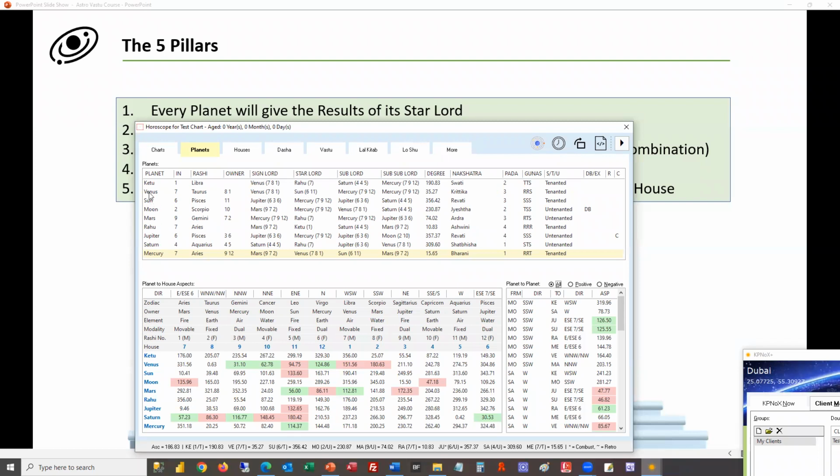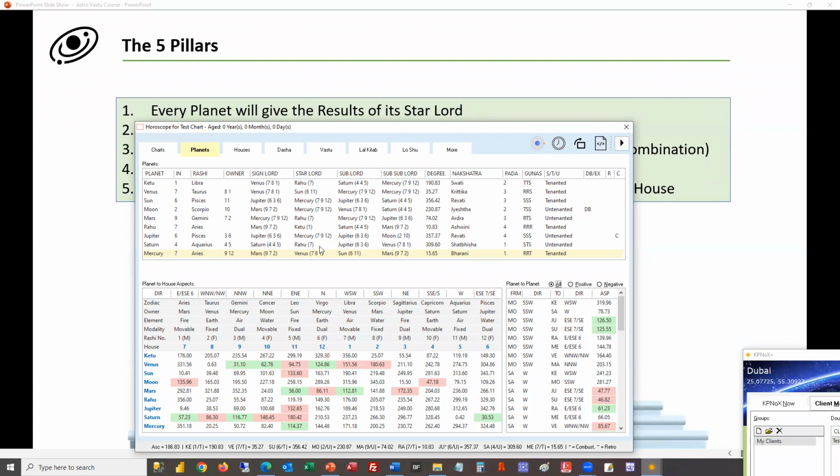Same way, Sun is going to give me the results of Mercury. This is what this statement means. The very first statement: every planet will give the results of its star lord. So whichever planet you pick, let's say, for example, I pick Saturn, Saturn will give me the results of Rahu.